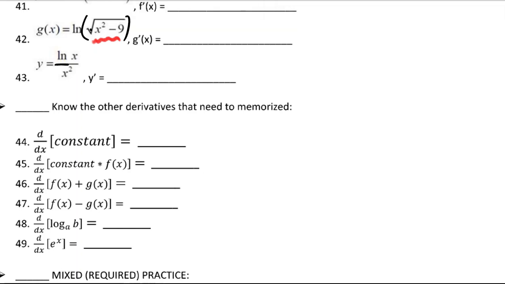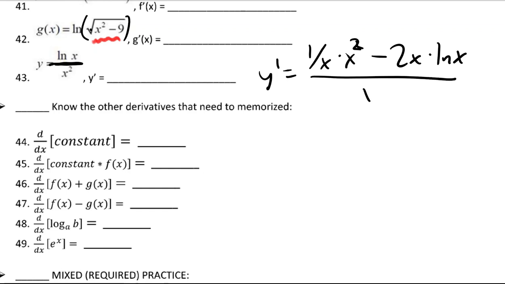So in 43, if I want this derivative, looks like we're going to need quotient rule. So the derivative of the top would be 1 over x, that's one that we memorize, times the bottom left alone. Subtract the derivative of the denominator with the numerator left alone, all over the denominator squared.